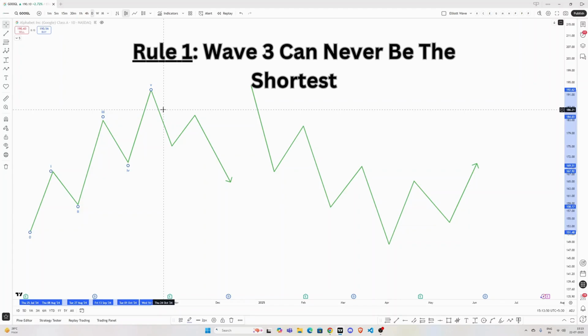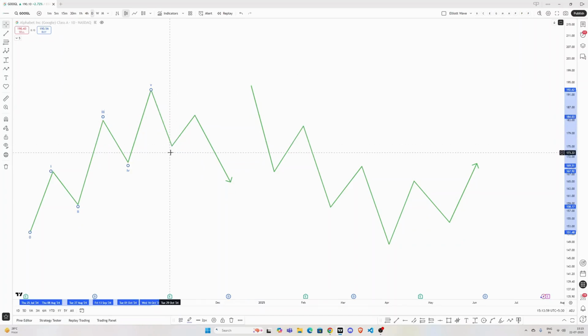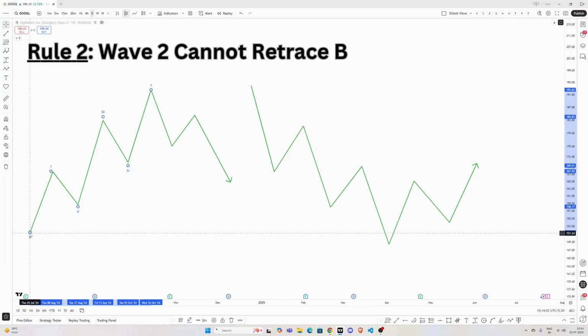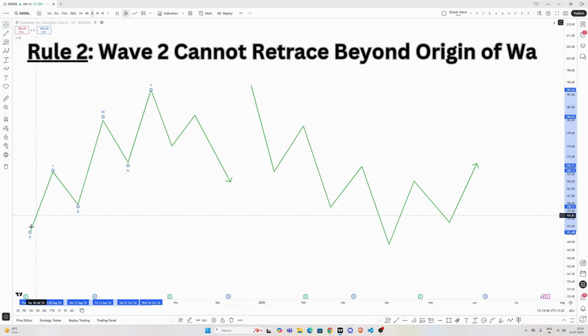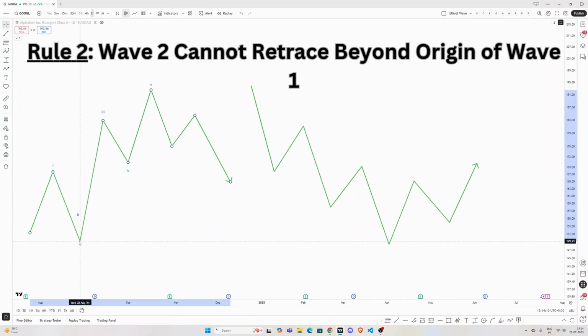So that is a rule which has to be true in all conditions for a structure to be a valid Elliott wave pattern, right? The second rule is that wave 2 cannot retrace beyond the starting point of wave 1. Wave 1 started here, so wave 2 cannot be like this. It can never retrace beyond or below the origin of wave 1. If this happens, this is not really a valid Elliott wave structure. So this is rule number 2.